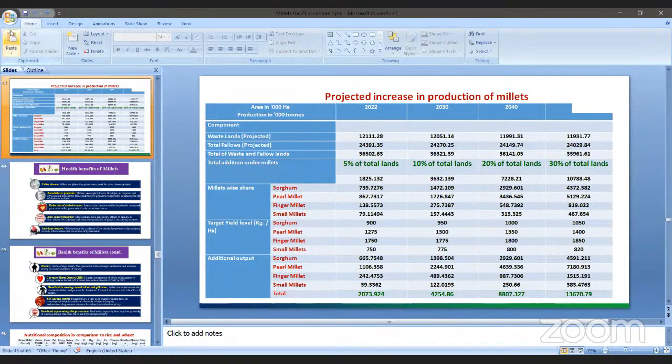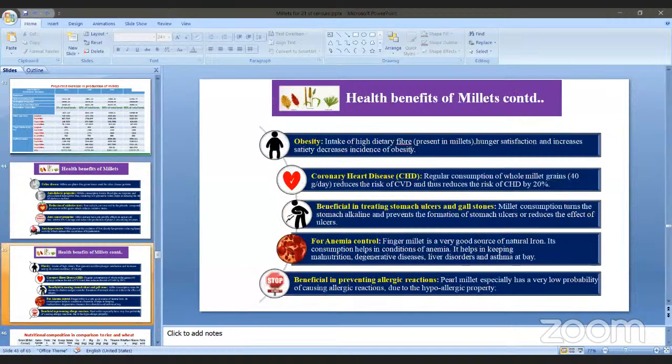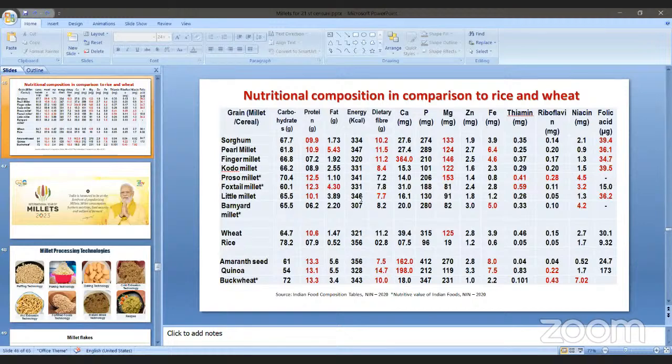They are also a super food, so there is very high demand for these millet crops. The health benefits have already been discussed, and are commonly well known. Another important point is the nutritional composition compared to rice and wheat. Nowadays wheat has a high gluten content, and rice is rich in carbohydrates. That is why we can compare all these millets.